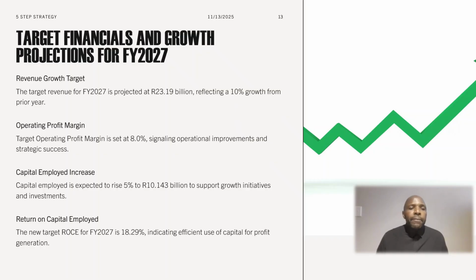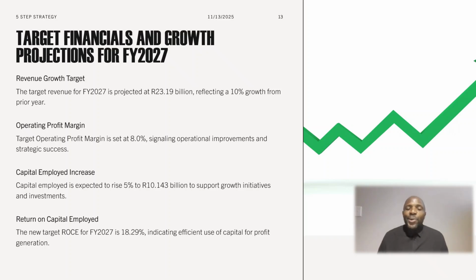We say revenue growth target in 2027 is projected to grow to 23 billion. This is now based on an assumption of 10% growth from year to year. That's from 2026 to 2027, 10%. And then operating profit of 8%. So these are just assumptions, my friends.